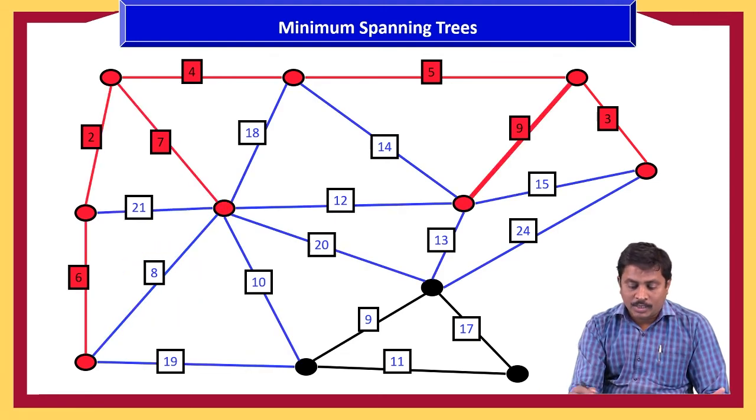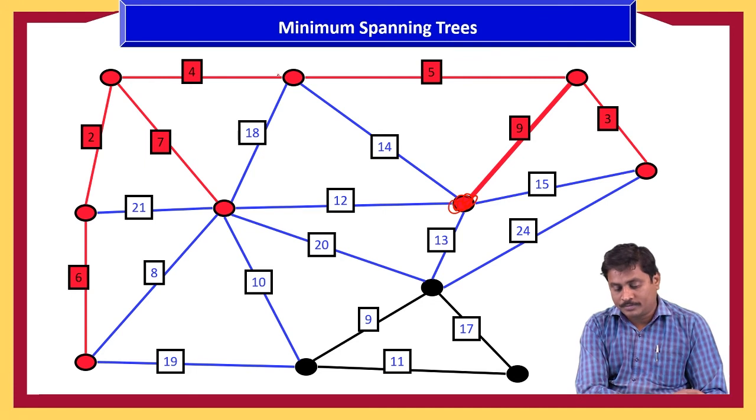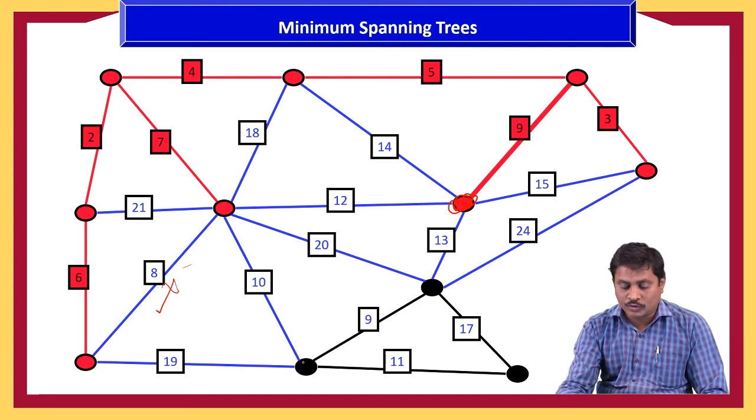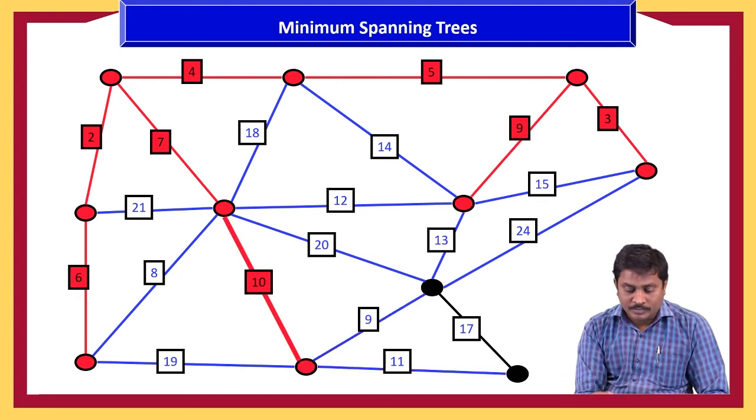Next, again we come here. We already reached here. Here we choose this 14, it forms a loop. We choose this 15, it forms a loop. The next minimum cost value is 13, but here we already have this, so we won't choose 8. The next minimum cost value is here, 10 is there, so we choose the 10. Next we're reaching here. Here the minimum cost value is 9.